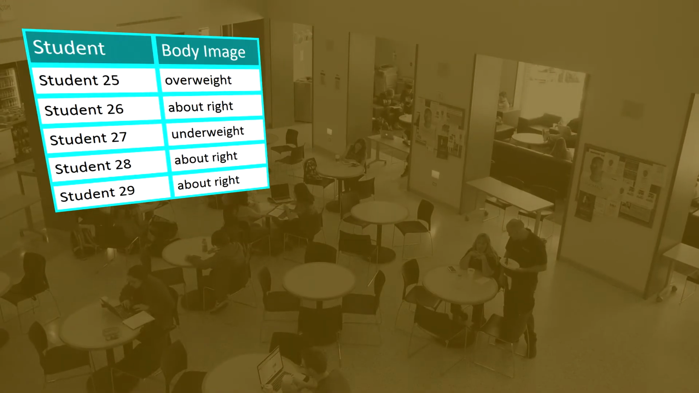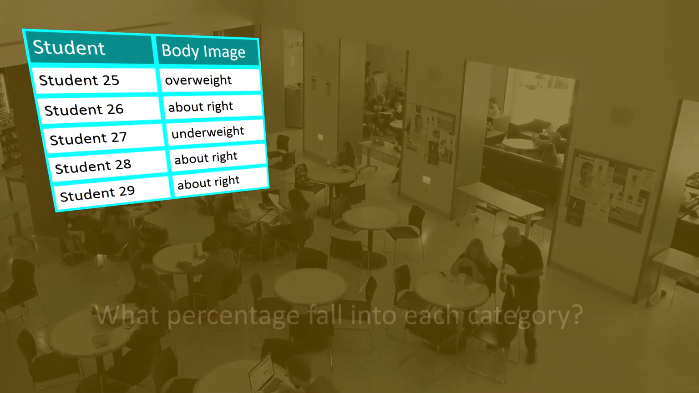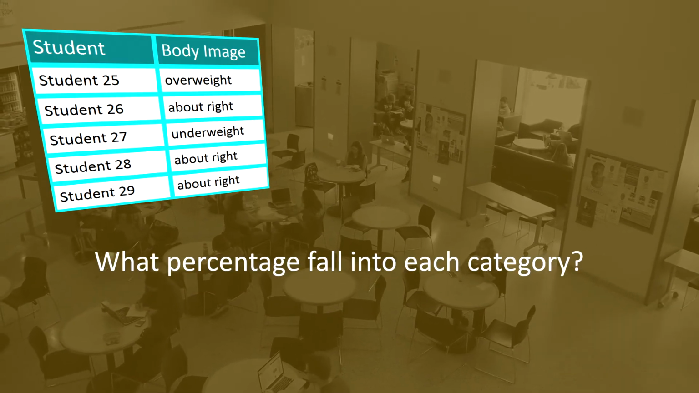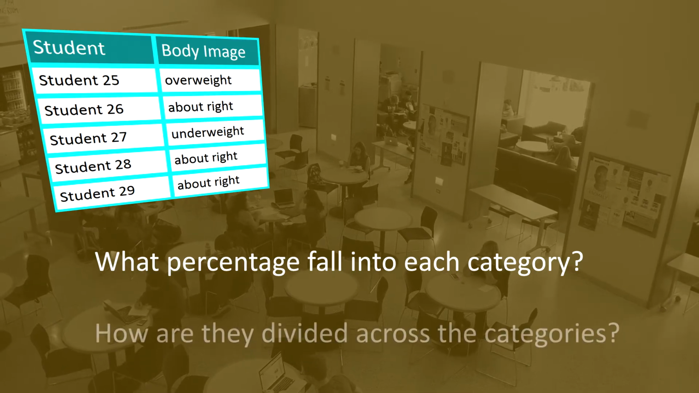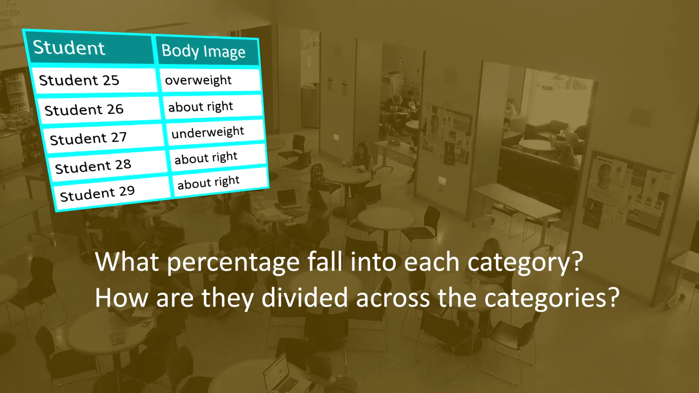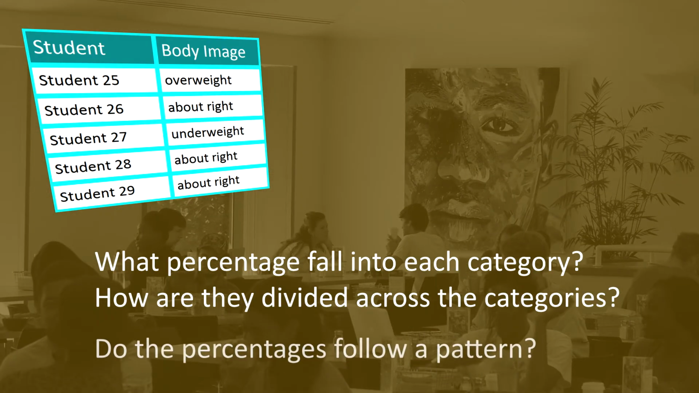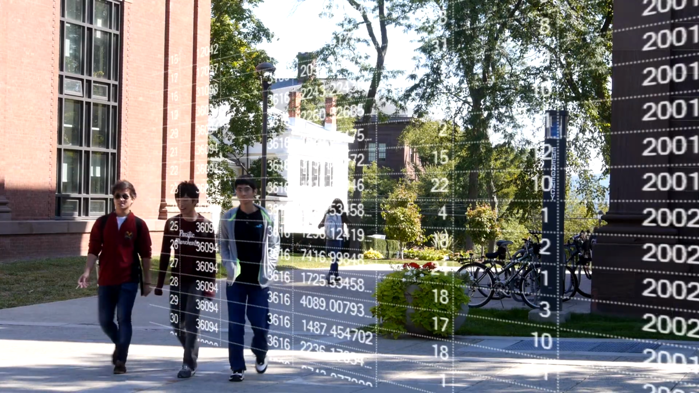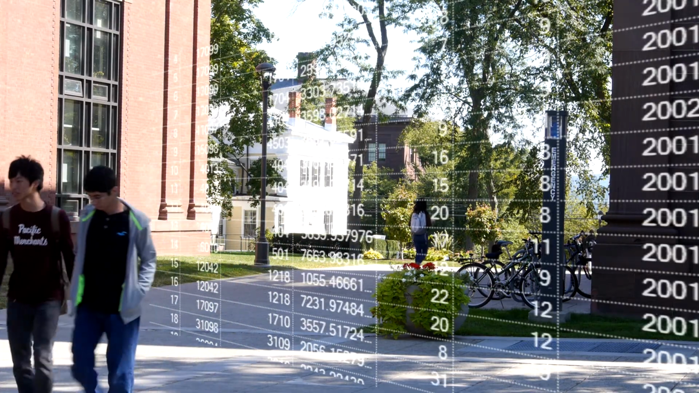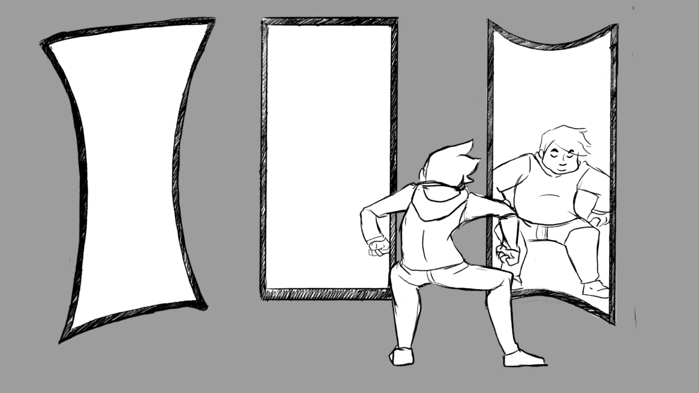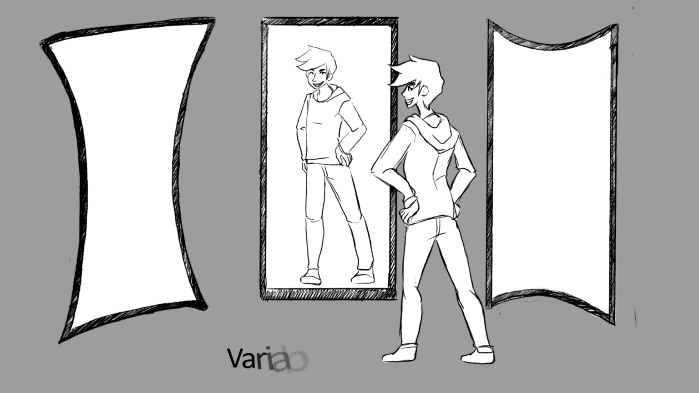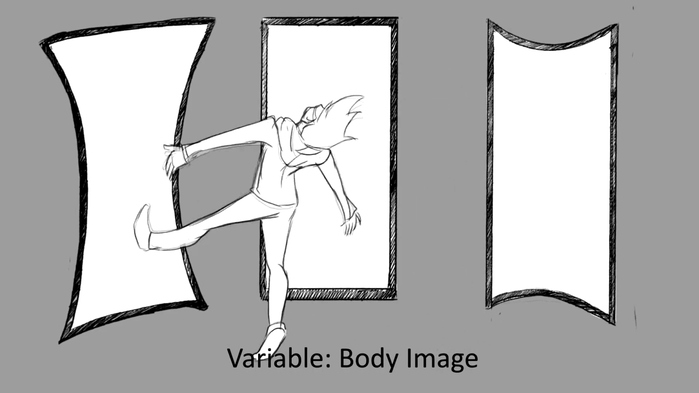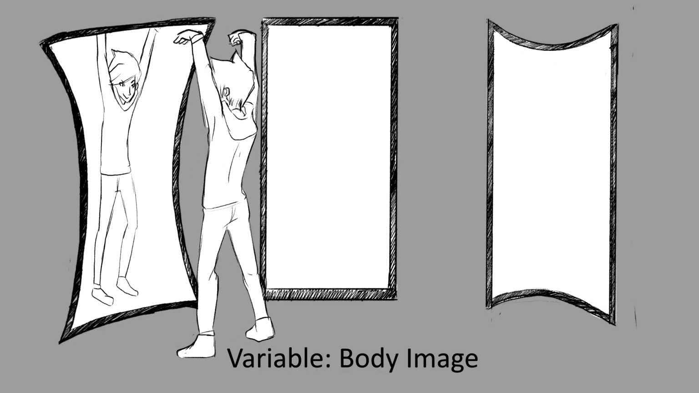Information that would be interesting to get from this data includes what percentage of the sample students fall into each category. Or, how are students divided across the 3 body type image categories? Are they equally divided? If not, do the percentages follow some kind of pattern? There's no way that we can answer these questions by looking at the raw data, which are in the form of a long list of 1,200 responses. That's just not very useful. However, all these questions will be easily answered once we summarize and look at the frequency distribution of the variable body image. That is, once we summarize how often each of the categories occurs.